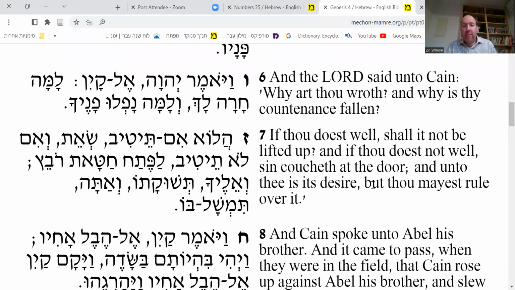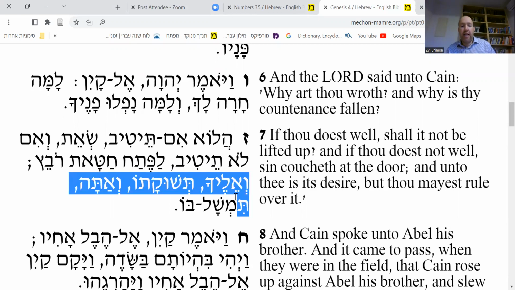sin couches, waits at the door. Right? And if you continue being downtrodden and feeling down, getting into a depression, then that'll just lead you to sin. And unto him is your desire. I'm translating using modern English. Unto you is its desire, but you will rule over it, which is not very clear as far as its intent. It's a translation of ve'elecha trukato ve'atatim sholbo.